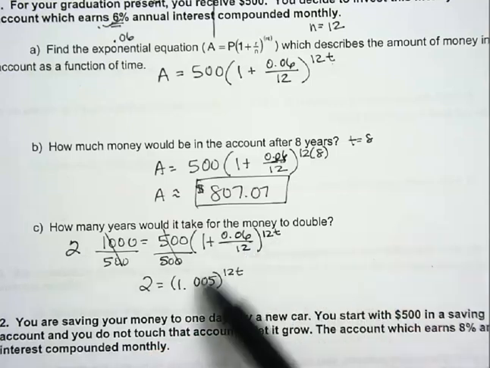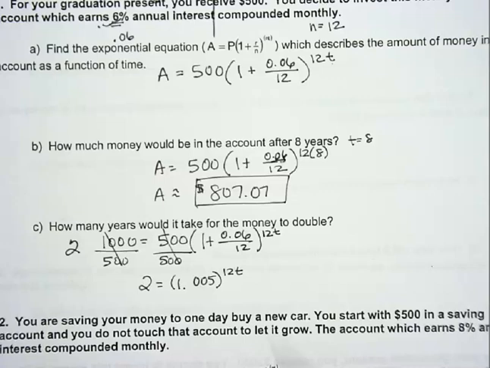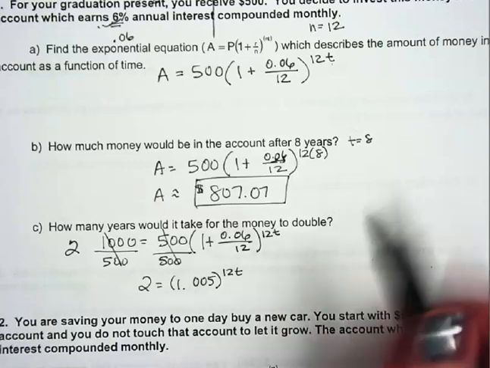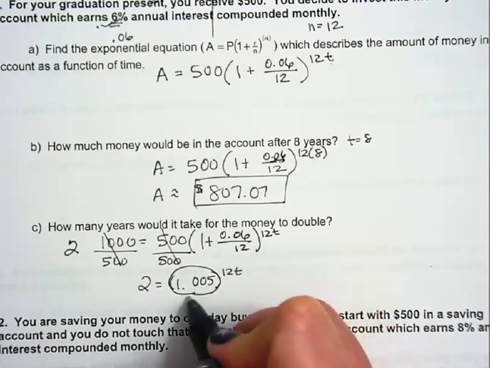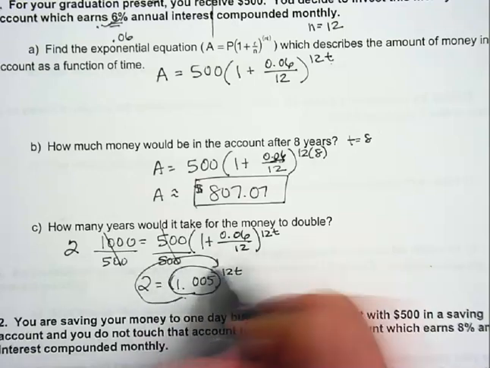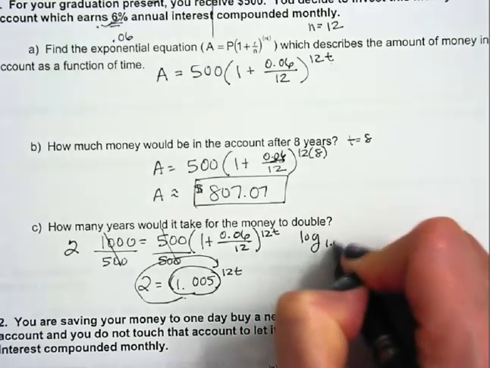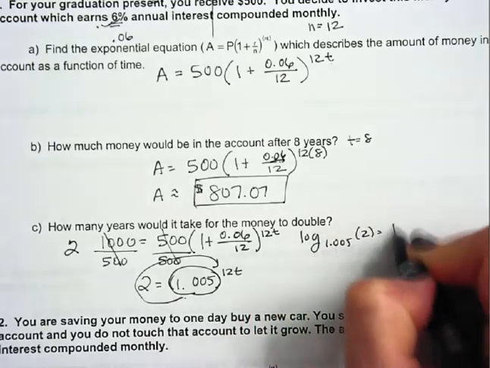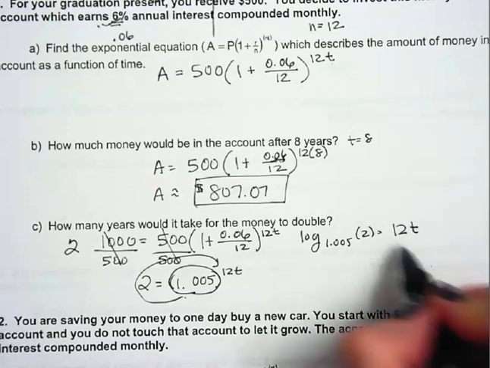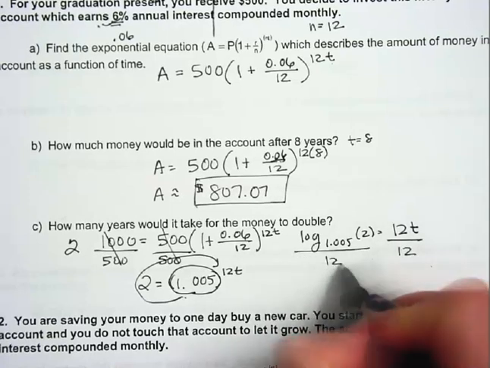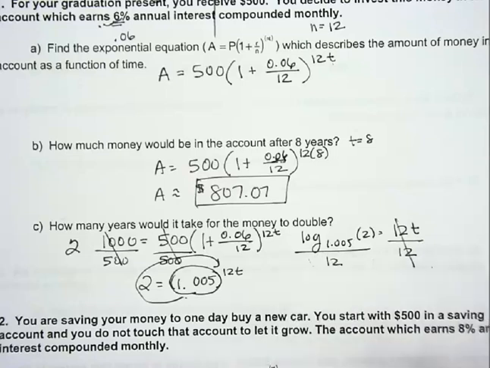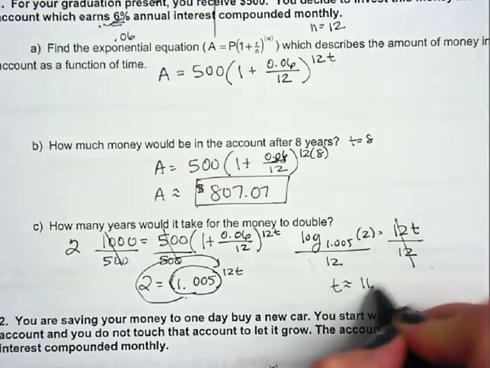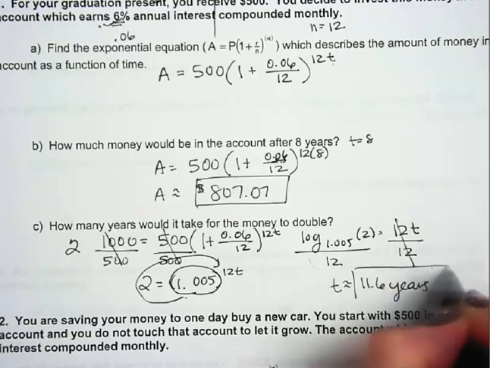And I lose some accuracy when I calculate that decimal. The reason I'm doing that is it just makes it easier to rewrite the next step as a log. So now I'm going to rewrite using my lasso, log base 1.005 of 2 equals 12t. And now to solve for t, I just divide both sides by 12. Do this in your calculator, either Desmos or a graphing calculator, and you will get approximately 11.6 years.